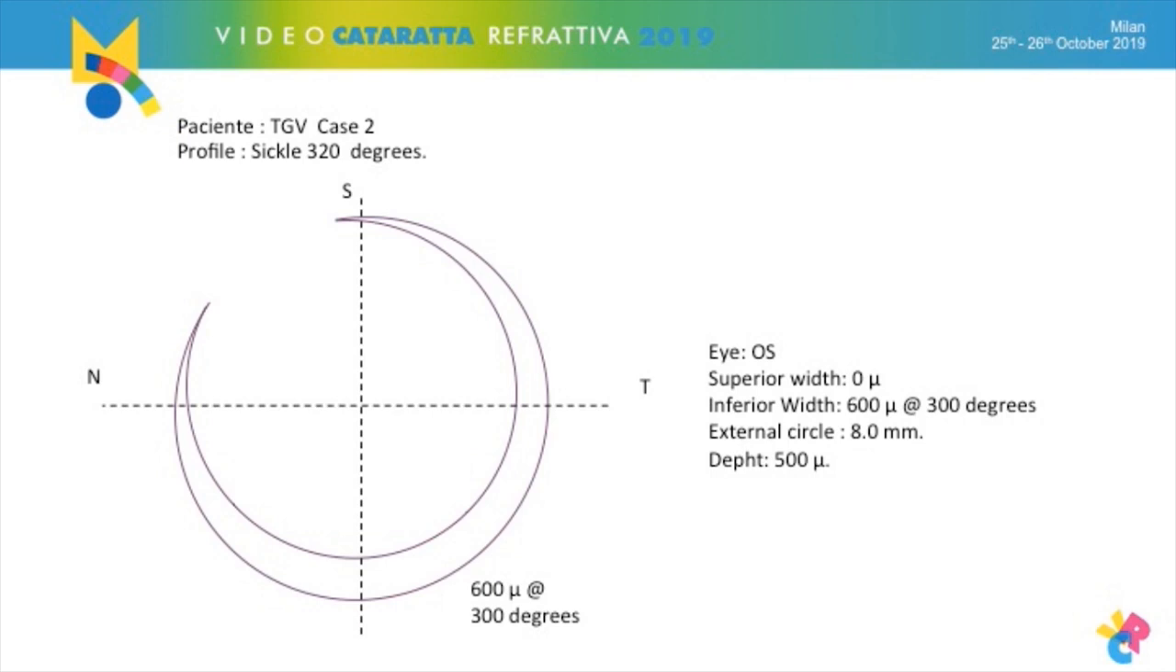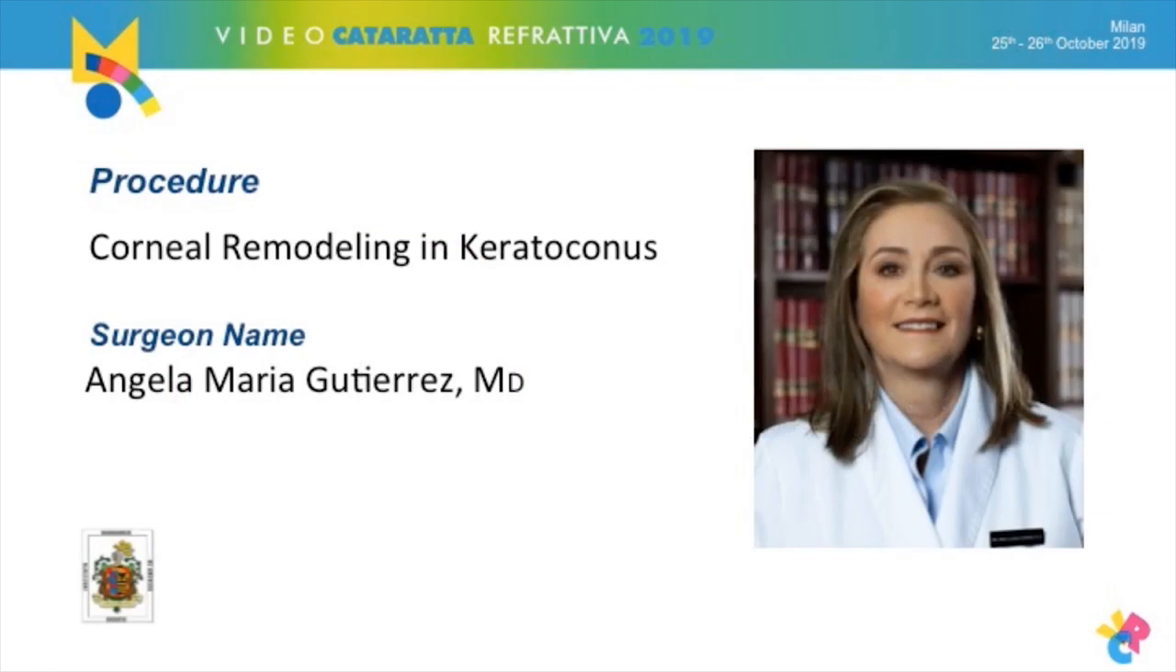In this case, we need to do more resection because this is a patient with high myopia and astigmatism. And then we have to correct the keratoconus, and at the same time, we are trying to correct the myopia and astigmatism. Doctora Angela Gutierrez will be the surgeon. Let me go to the surgical room with her.